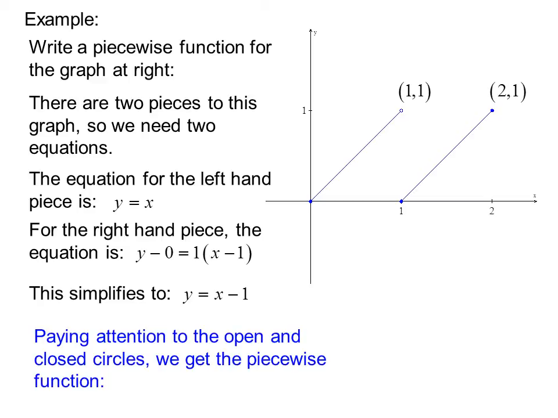Paying attention to the open and closed circles, we get the piecewise function f of x equals x, where x is between 0 and 1, and x minus 1, where x is between 1 and 2.